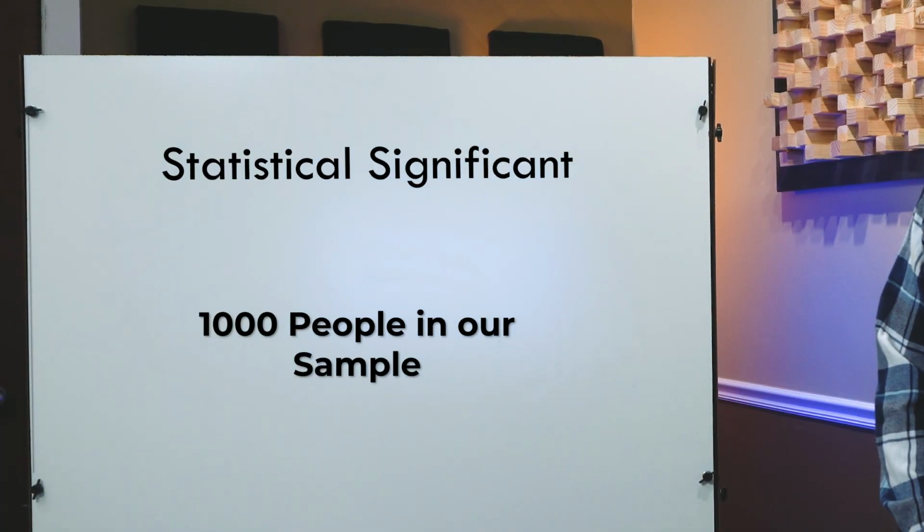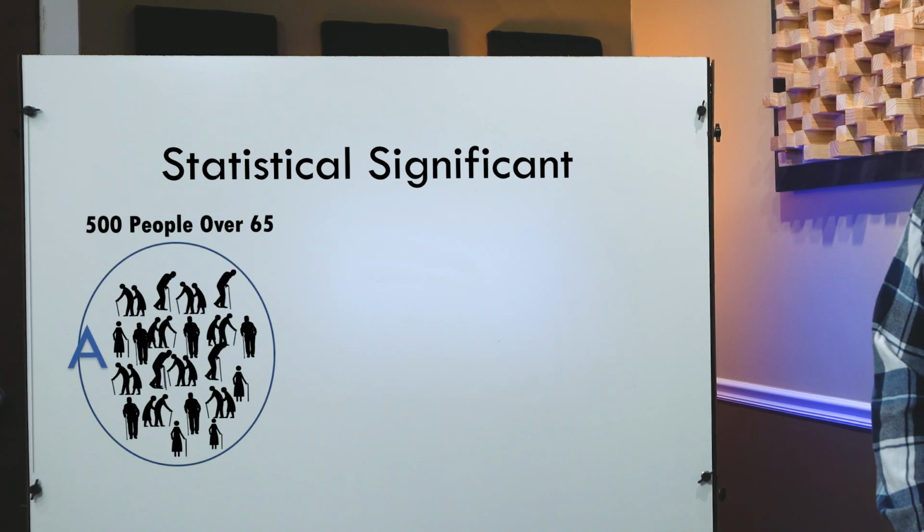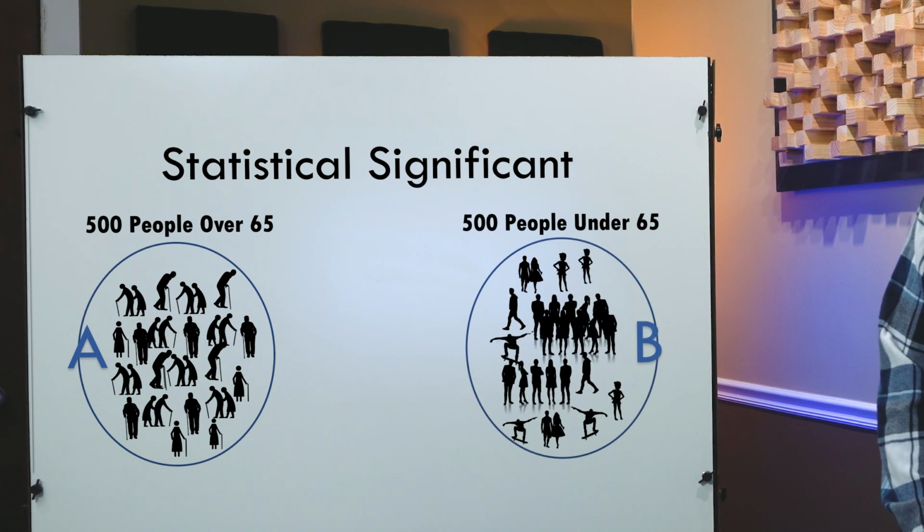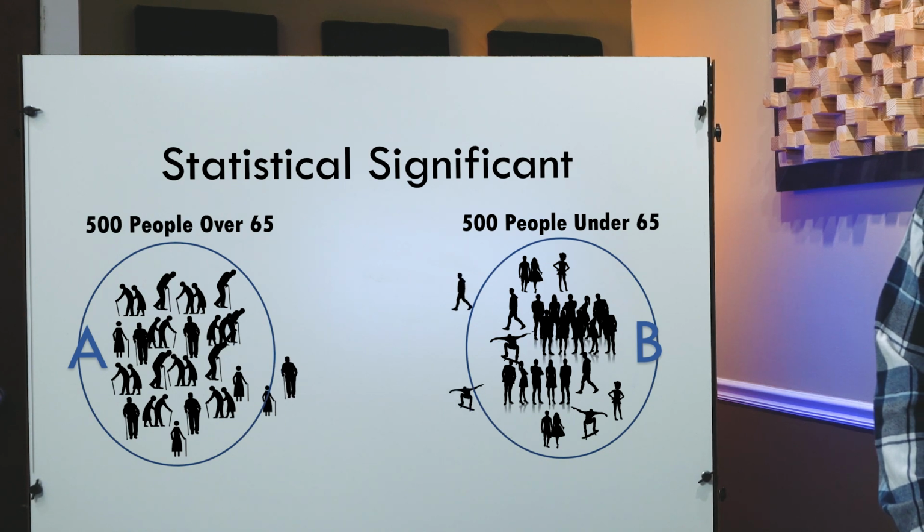Suppose we have 1,000 randomly chosen people in our sample. 500 are over 65, we'll call group A. 500 are under 65, we'll call group B. And we randomly match up one person from A with one person from B.